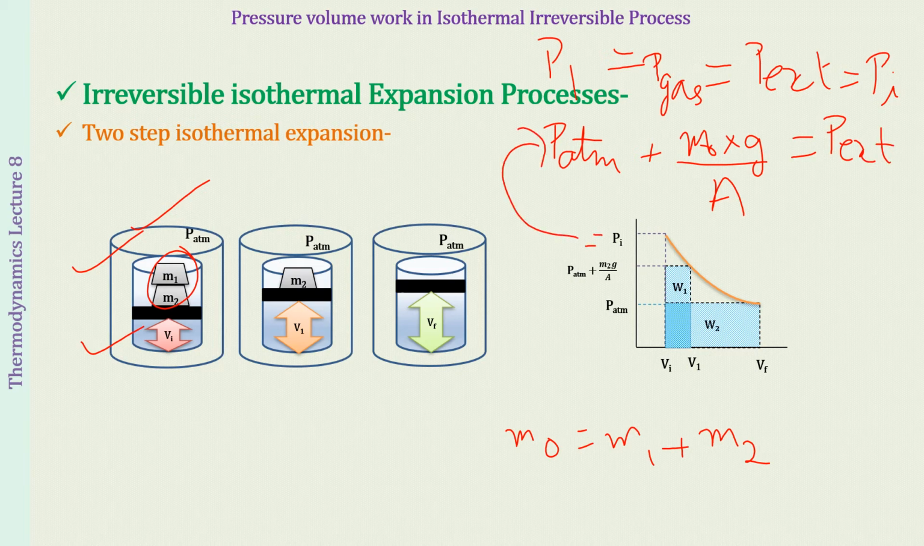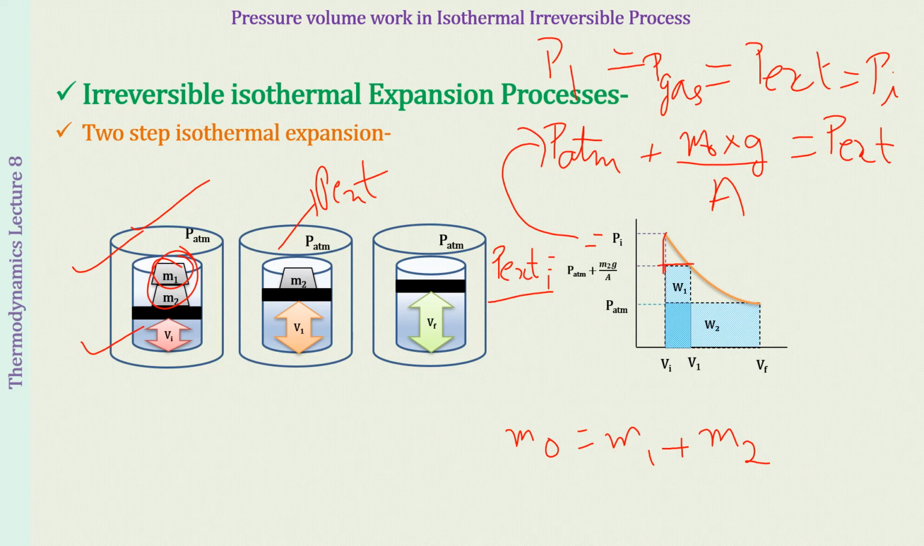Right? And then what we did, we removed M1, so the pressure immediately decreased and it became P external 1, you can say. Okay, so this is P external 1. Again, now the process is going to take place at this P external 1, so the volume is going to expand from Vi to Vf.